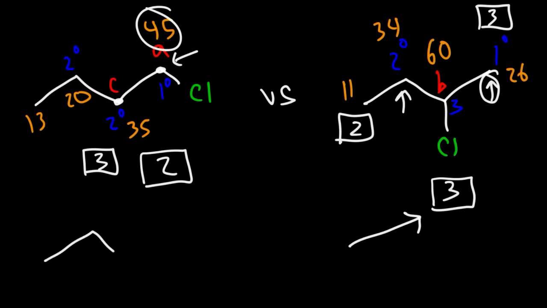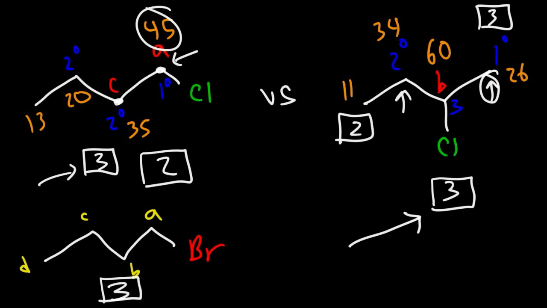Now here's another example. Instead of 1-chlorobutane, let's use 1-bromobutane for an example. Let's call this carbon A, B, C, and D. So which one is going to have the higher chemical shift? Carbon A or B? Which one is going to win out? The proximity to an electronegative element, or carbon B, which has the higher score value? Keep in mind, carbon B has a score value of 3, just like this one, and carbon A has a score value of 2.